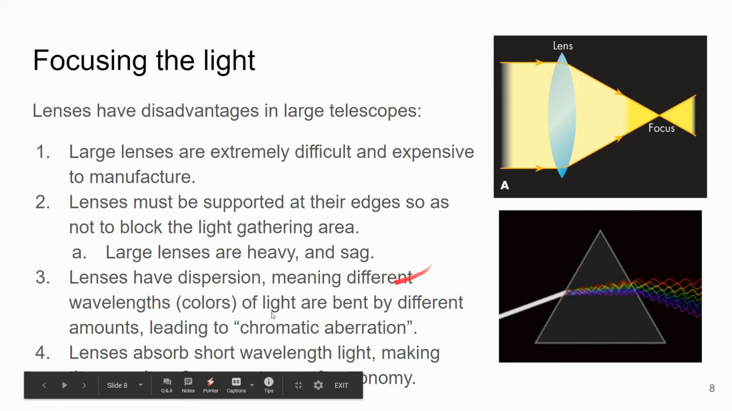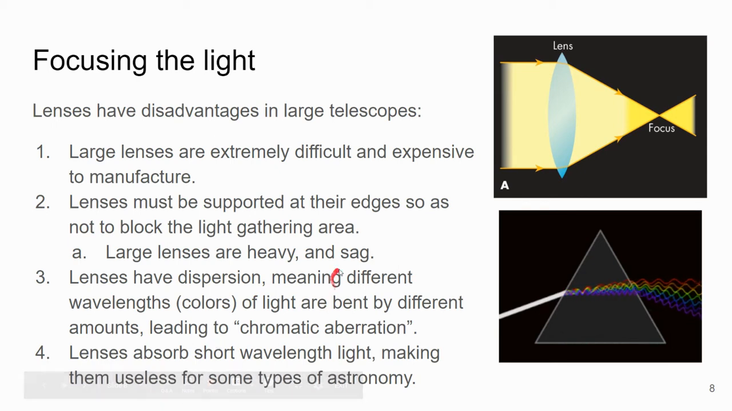And the final thing is that lenses absorb short wavelength light, so UV, X-rays, that kind of light, meaning you can't use them to do some types of astronomy. If that's the light you're interested in and your lens is eating that light and blocking it, not letting it go through, well, you can't do astronomy with that.